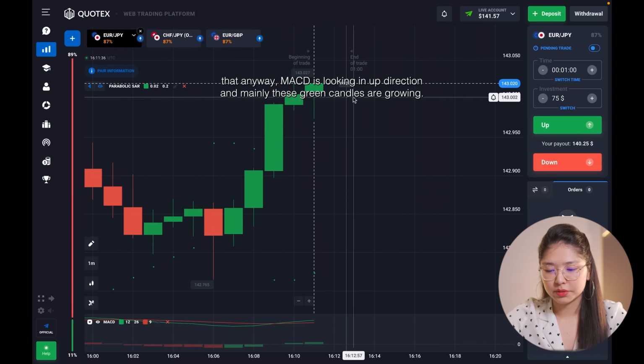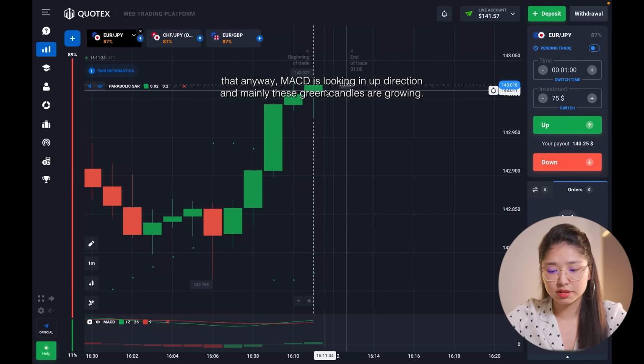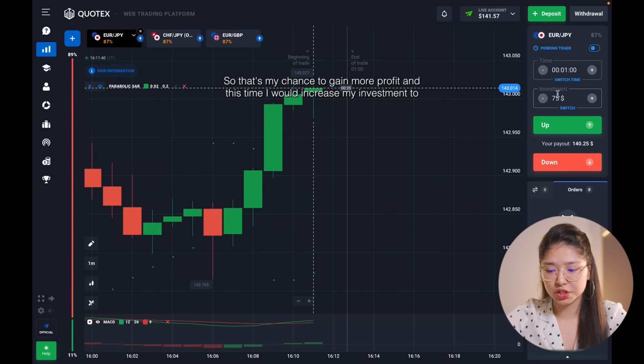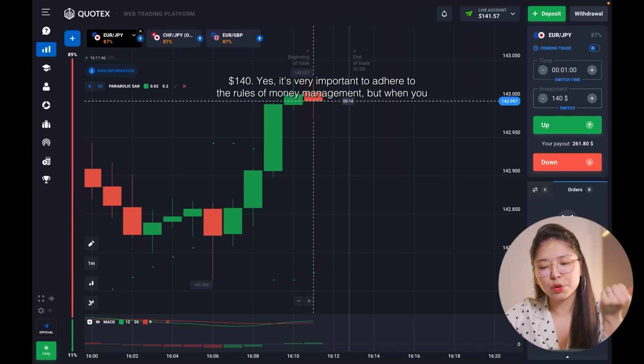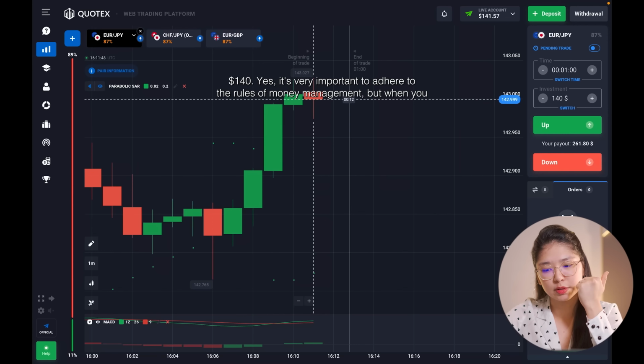MACD is looking in up direction, and mainly these green candles are growing, and that's my chance to gain more profit, and this time I would increase my investment to $140. And yes, it's very important to adhere to the rules of money management.